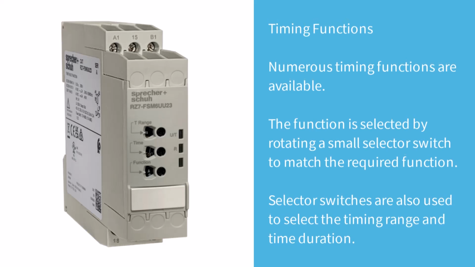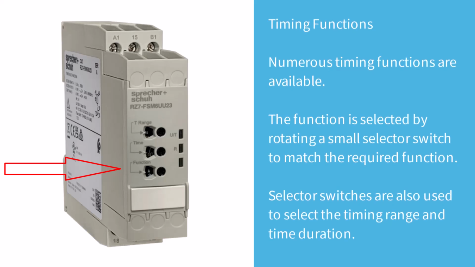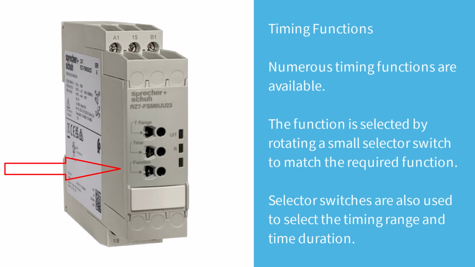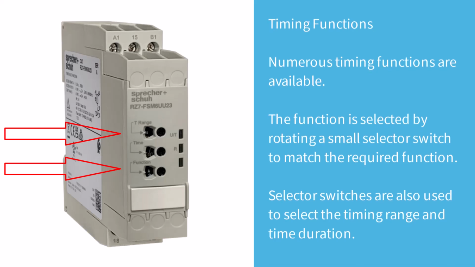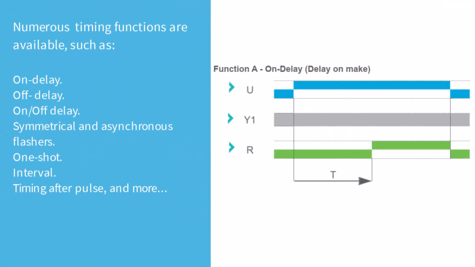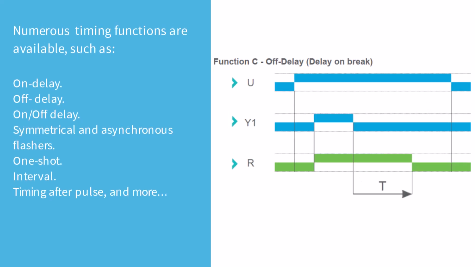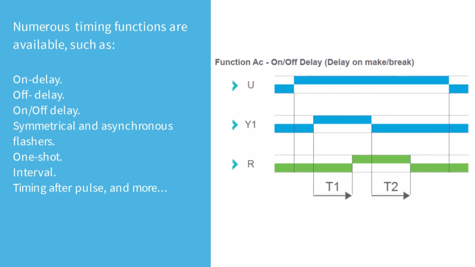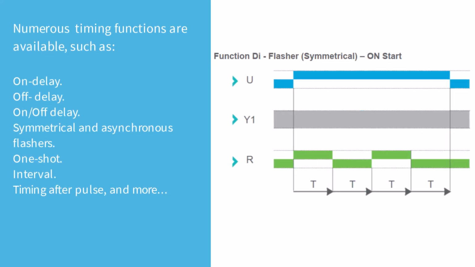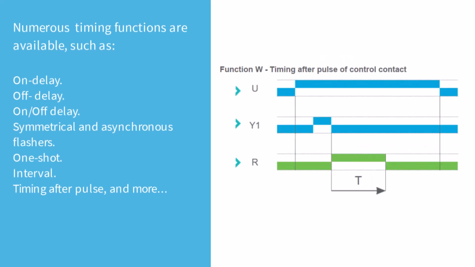Timing functions. Numerous timing functions are available. The function is selected by rotating a small selector switch to match the required function. Selector switches are also used to select the timing range and time duration. Numerous timing functions are available, such as on delay, off delay, on-off delay, symmetrical and asynchronous flashers, one-shot, interval, timing after pulse, and many more.